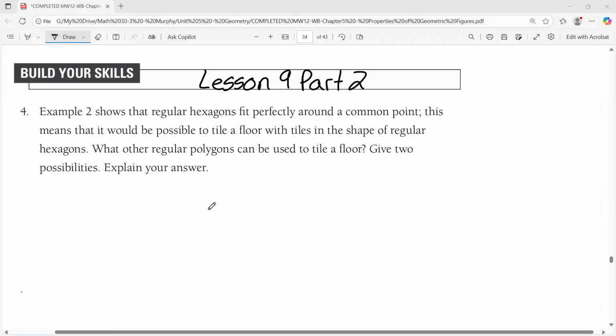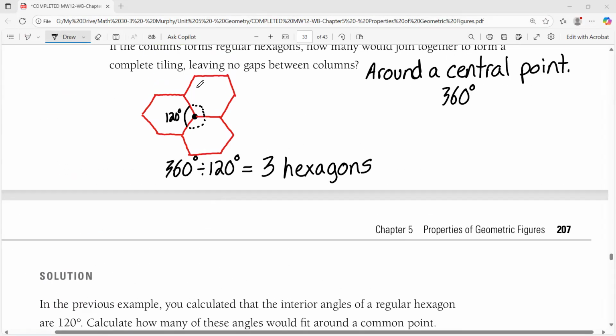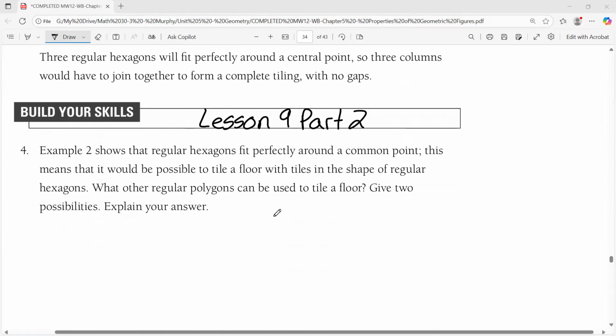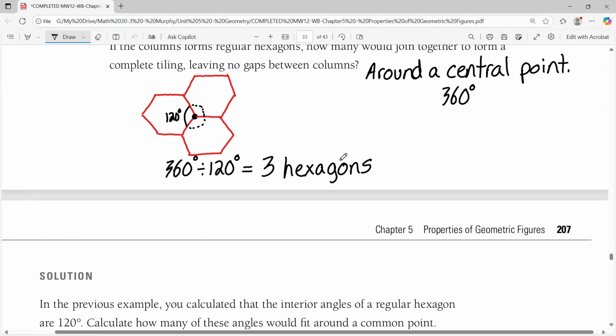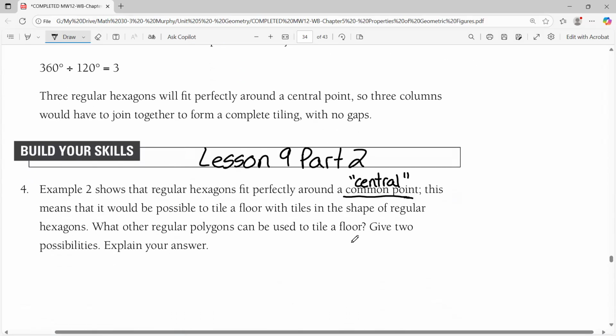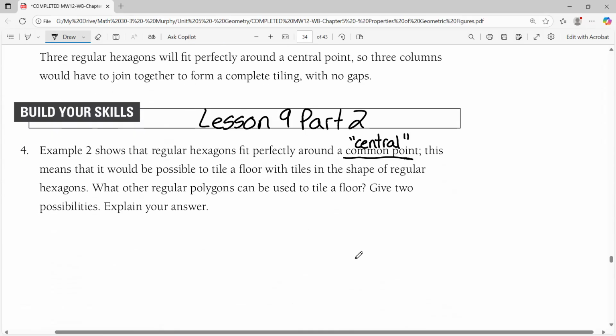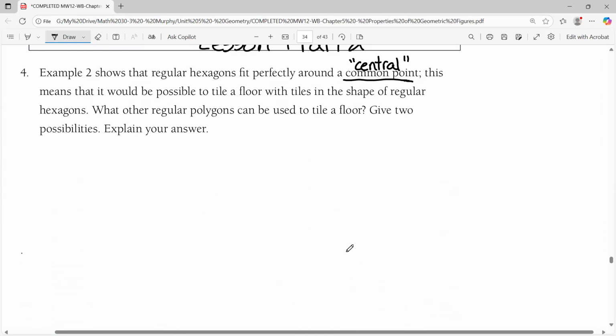Example 2 from the last lesson, right here, showed that regular hexagons fit perfectly around a common point or a central point. This means that it would be possible to tile a floor with tiles in the shape of regular hexagons. So if you had a floor that was all hexagons, okay? Now, what other regular polygons can be used to tile a floor? Give two possibilities and explain your answers.